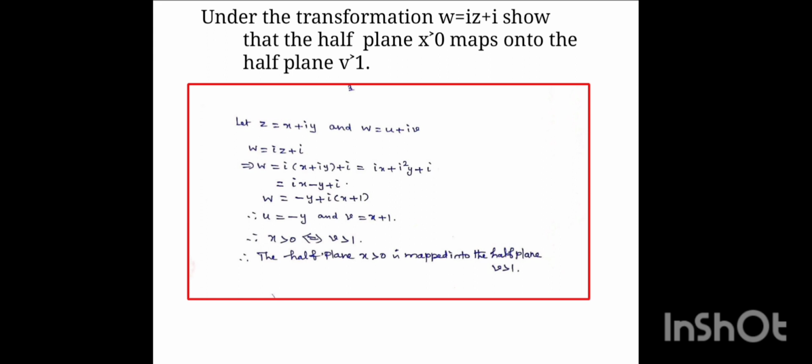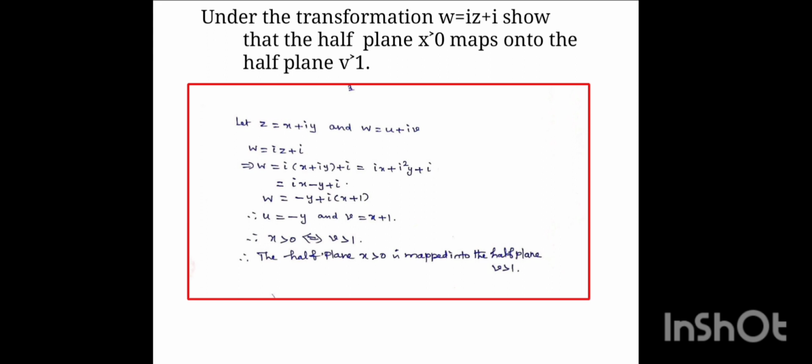Let z equal to x plus iy and w equal to u plus iv. Given transformation is w equal to iz plus i. Put w equal to u plus iv and z equal to x plus iy. We get u plus iv, the left side, must be equal to i into z value, which is x plus iy, plus i. So after the simplification, w equal to minus y plus i into x plus 1.